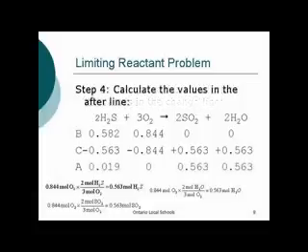Step 4, we're just going to calculate the values in the after line, and what we'll do is we'll take the before values, and for the reactants we're going to subtract the change values from the before values. So when we do that, for the H2S it's 0.582 moles minus 0.563 moles. So when this reaction ends, we'll have 0.019 moles of H2S left.